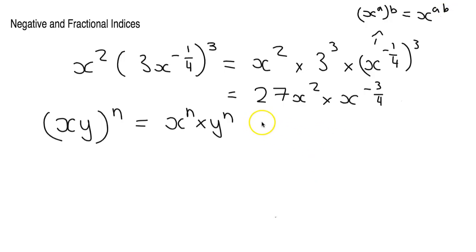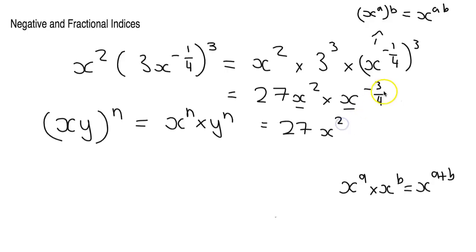Okay, and then we want to go a little bit further here. So let's try and simplify this. So we want to bring these two together. Now we have a rule that we came across earlier. X to the a times x to the b is equal to the sum of them, x to the a plus b. So we can use that here and essentially add the 2 and the minus 3 over 4. So that's going to be 27x to the 2 plus minus 3 over 4.